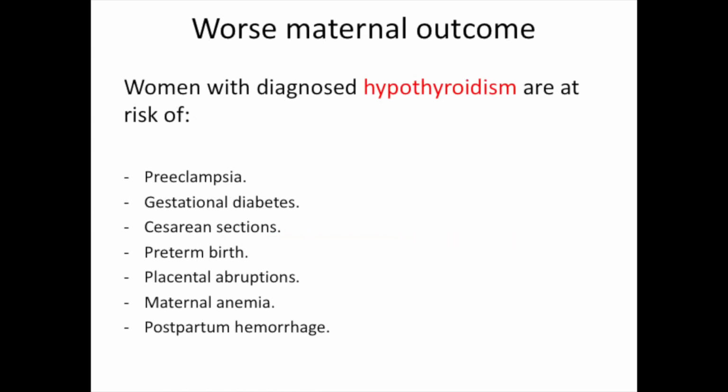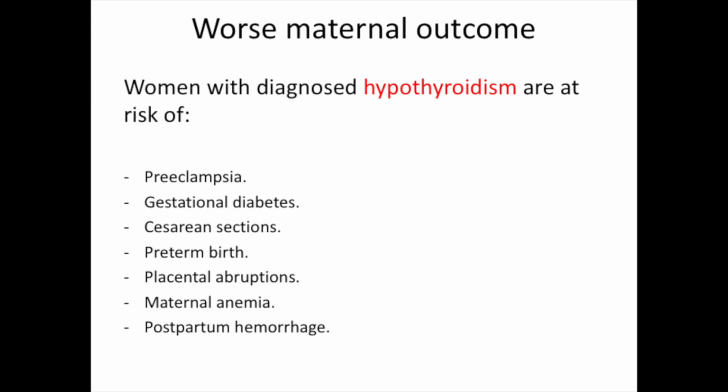Now, you came to know that hypothyroidism can occur in pregnancy, whether it is frank hypothyroidism, or overt hypothyroidism as we call it, or the other type, which is subclinical hypothyroidism. If the patient is diagnosed with hypothyroidism and not on treatment, what do you think might happen to her? She might go into preeclampsia, gestational diabetes, cesarean section; the rate of cesarean section increases in cases of missed hypothyroidism not on treatment. They can end up with preterm birth, placental abruption, maternal anemia, and postpartum hemorrhage.